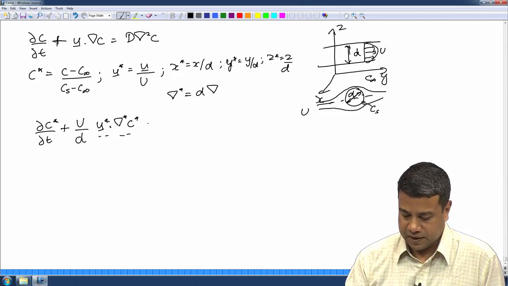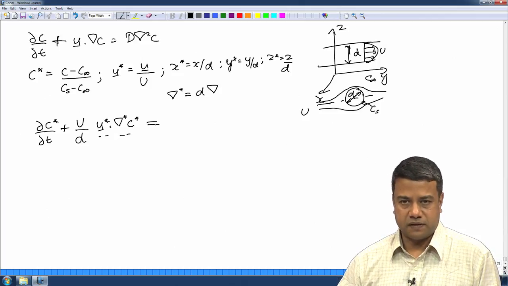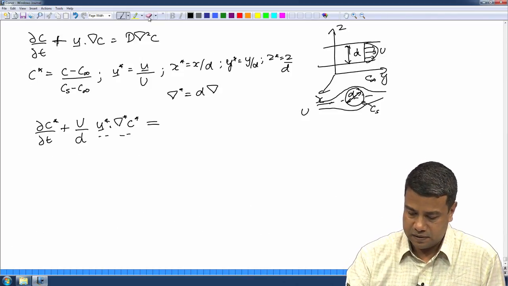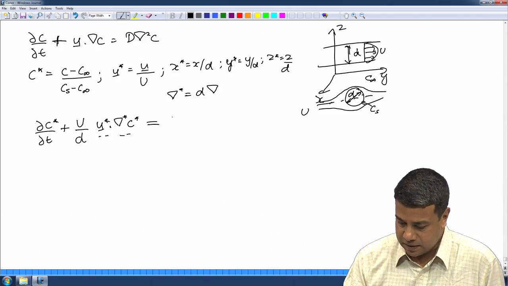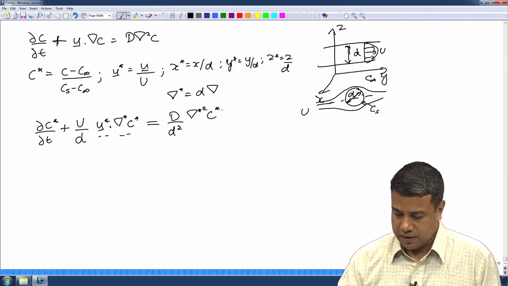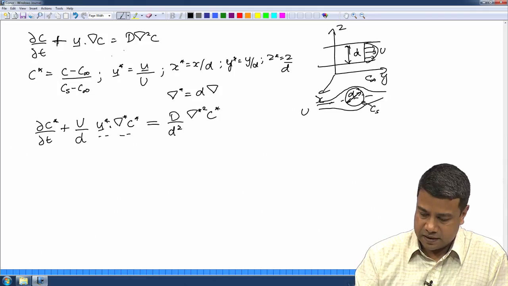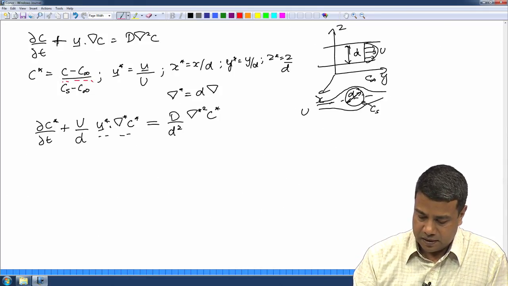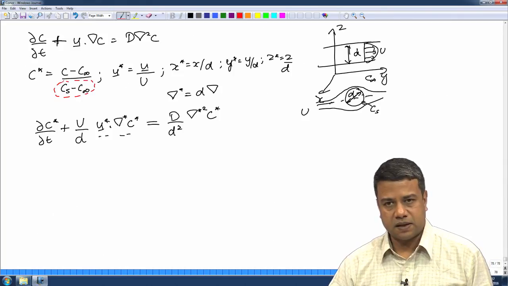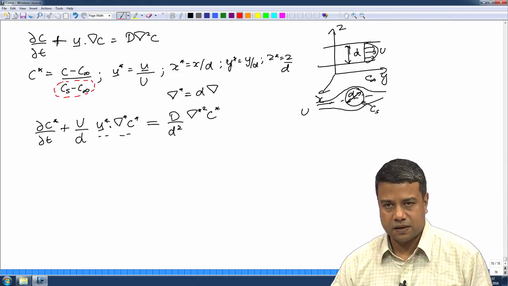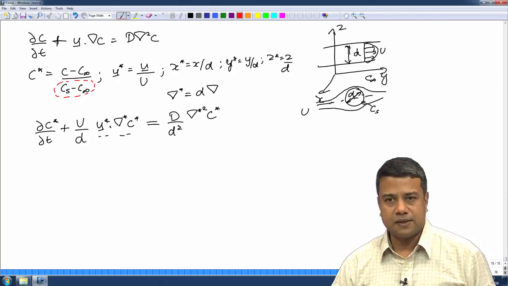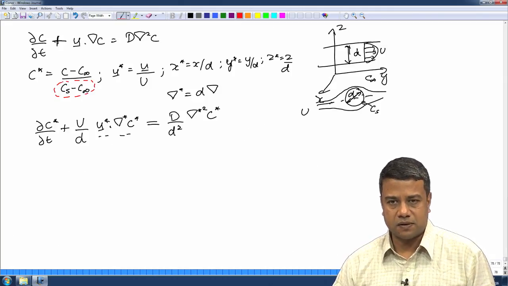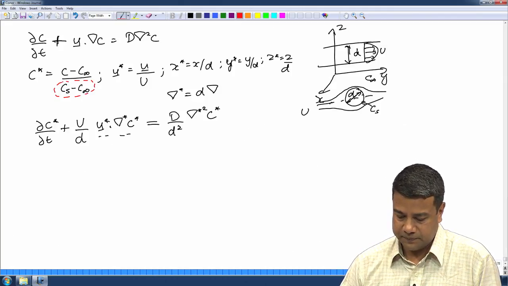And on the right side, I have two derivatives. That means I will get two factors of d in the denominator. So, I will get D by d square, del star square C star. When I change the variable from C to C star, I get this factor of Cs minus C infinity in all the derivatives. But since the equation is linear in C, that cancels out on all terms.